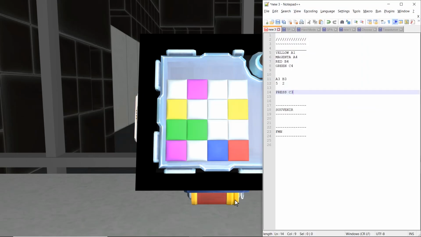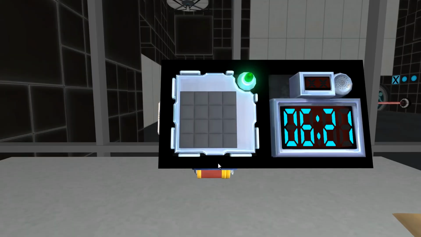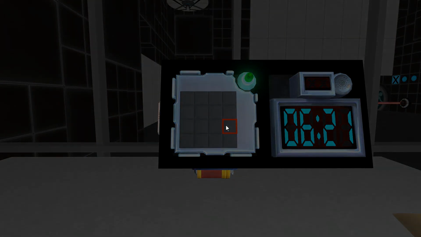So, I was to press Charlie 3. This was exactly the way, right now. And that is the Discolored Squares.